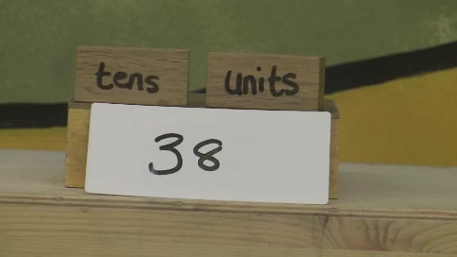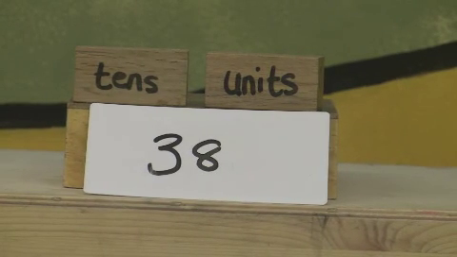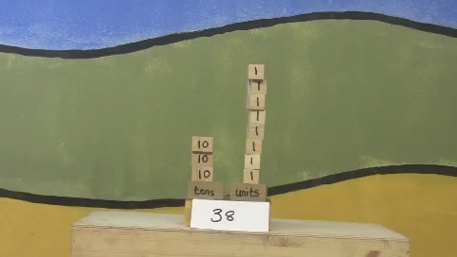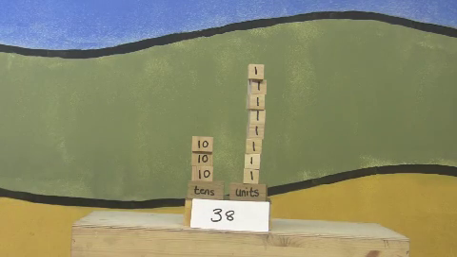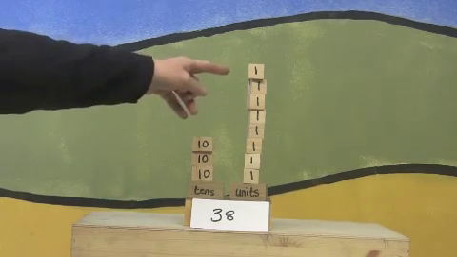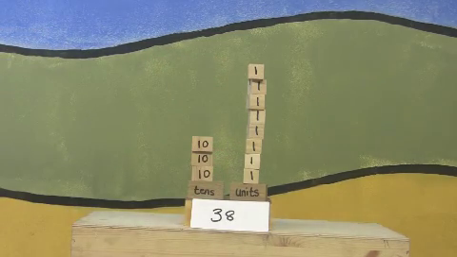See if you can make the number 38 with your Lego bricks. Pause the video and then when you've finished, start again to see if you got it right. 38 is 3 tens and 8 units. 10, 20, 30, 1, 2, 3, 4, 5, 6, 7, 8, 38.